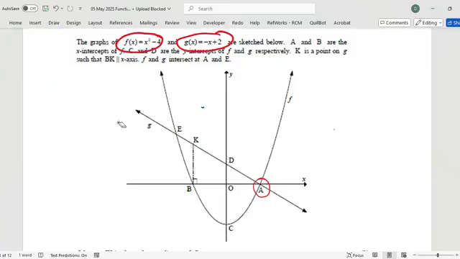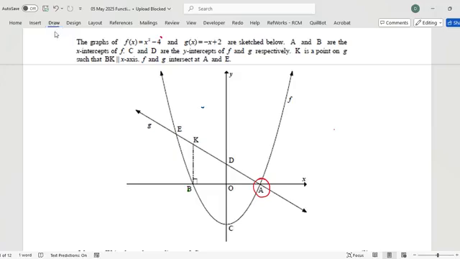I agree with her. We're going to use F, because the point C is on the parabola graph. Because the point C is on the F graph. So our focus now is the F graph.